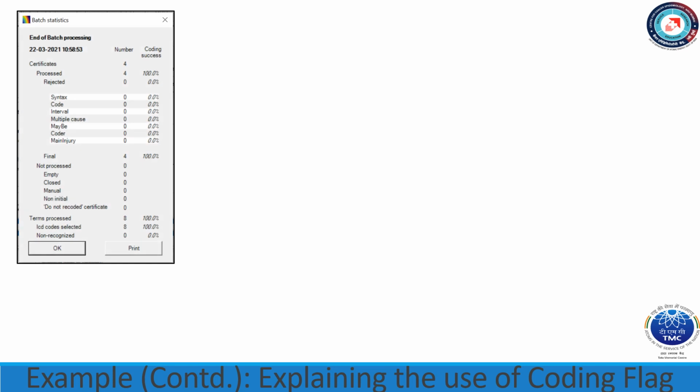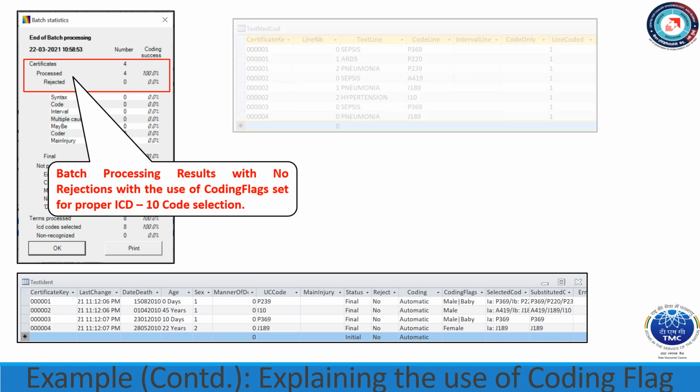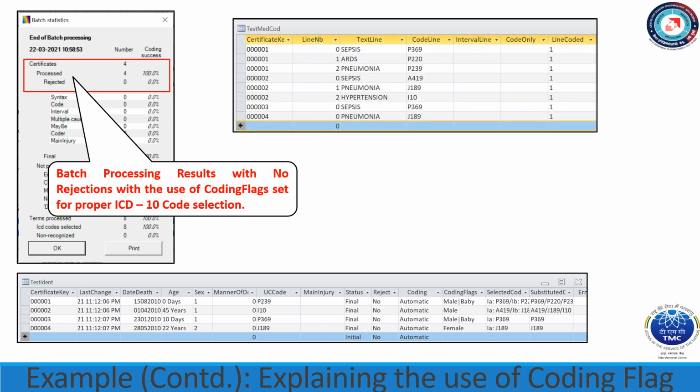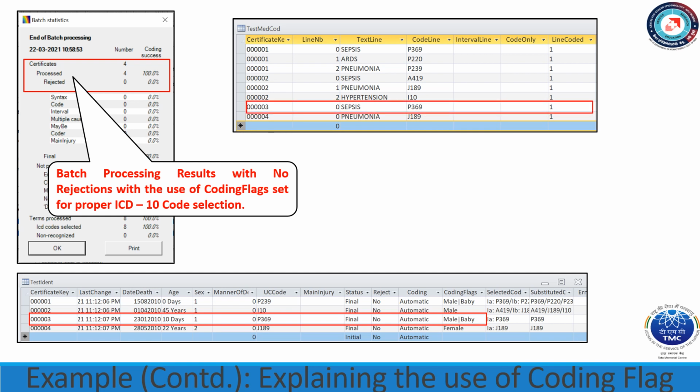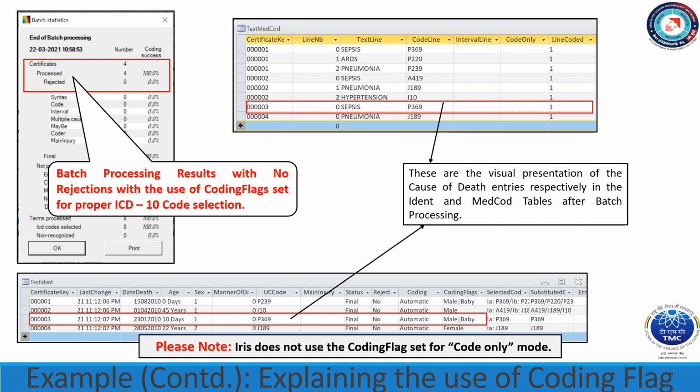After the batch processing of the test lot is done, here you can see there are no rejects because of the use of the coding flags. And also you can see the ident table and the medcode table have their records updated with the respective ICD-10 codes after batch processing, as shown in the visual representation. Lastly, please note that IRIS does not use the coding flag set for codes in the code only mode.